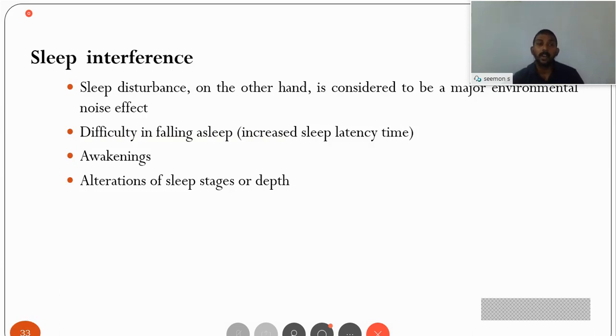And the next is the alteration of sleep stages or depth. If you have a good environment to sleep, we can sleep comfortably without any disturbance. The depth of sleep means the sleep will be comfortable. If there is any disturbance, surely the depth of sleep will get reduced.